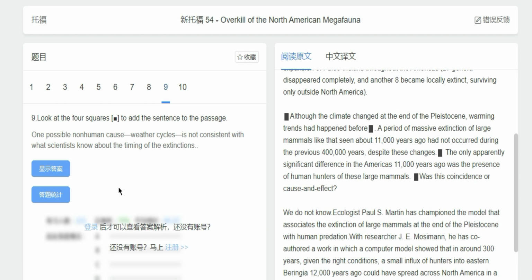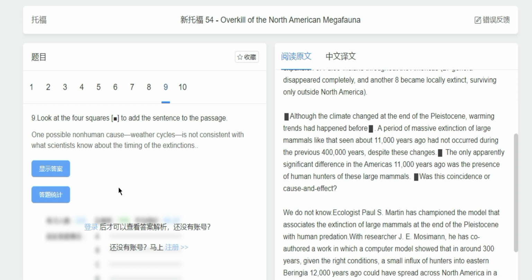Okay, this is a sentence insertion question. The target sentence introduces a non-human cause, weather cycle or climate change. So A talks about climate change and the target sentence introduces climate change. So the target sentence should come before A. This way of transitioning is called moving ideas from new to old. That is, you need to first introduce a topic and then give a detail. Like in our case, you need to first introduce climate change and then talk about climate change more.